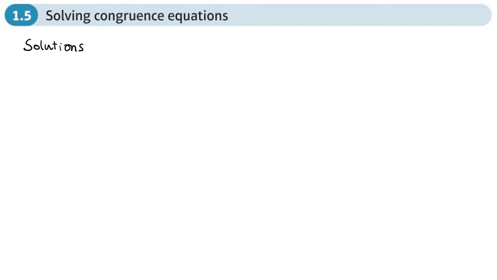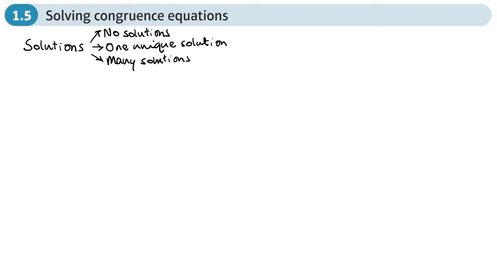Now, we may have congruence equations that have no solutions, one unique solution, or they may have many solutions. Now let's look at the ones where we have either one or many solutions. Those solutions are positive, so you won't get any negative solutions, and those solutions are always less than the modulus.